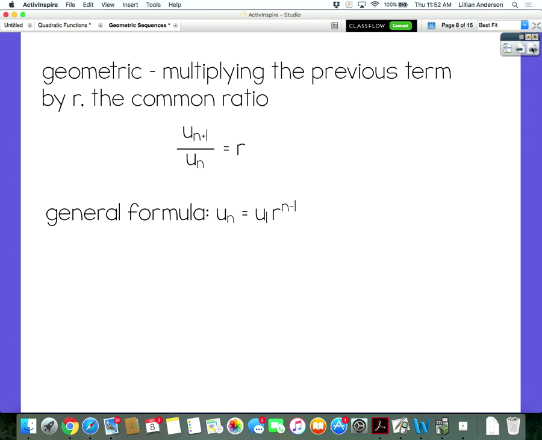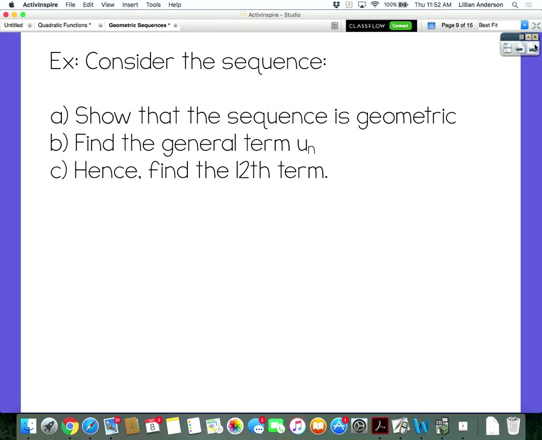Sorry, let me fix that. Only r is raised to the n minus 1. You multiply your first term by whatever that is. Okay? u sub 1 is still the same. It represents what? Your first term. n represents the term number, the number of that term. So u sub n is that nth term, whatever number that is. And then r is your common ratio, the number that you're multiplying the previous term by.